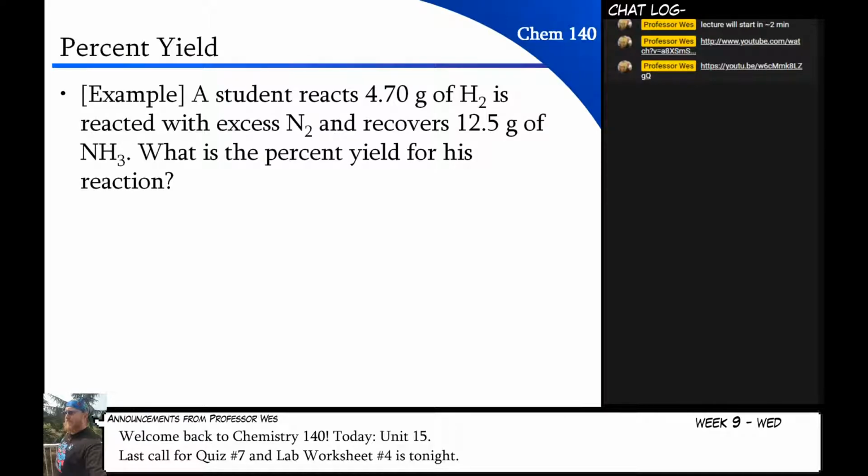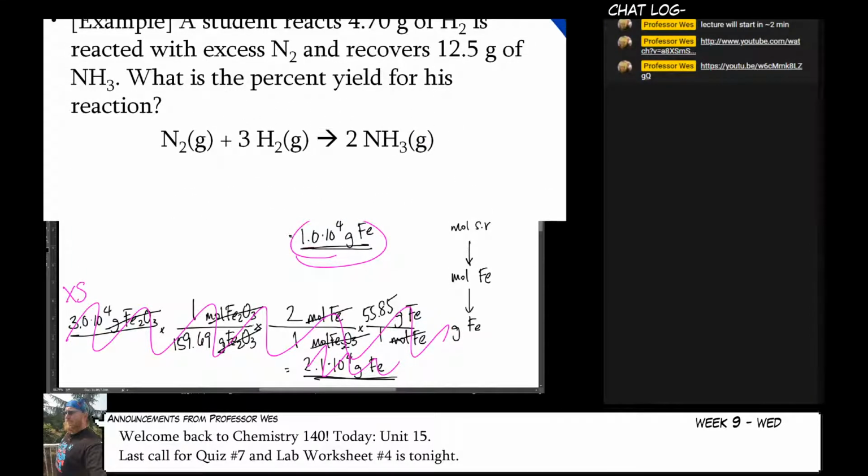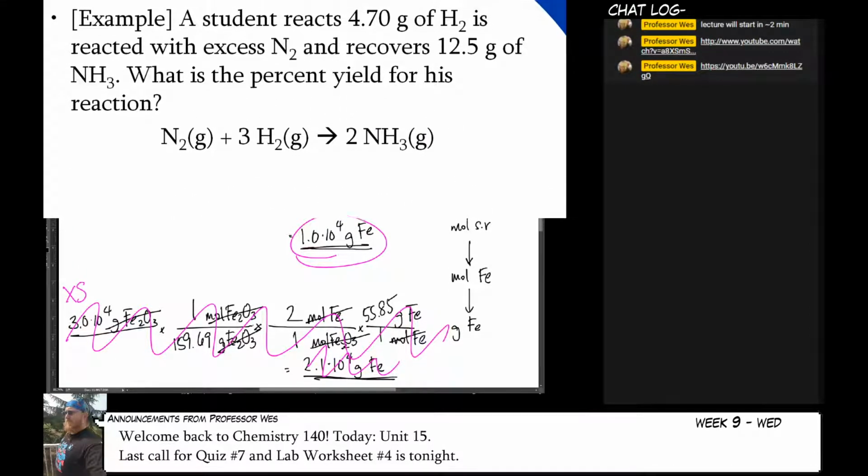A student reacts 4.7 grams of hydrogen with excess nitrogen. So this is not a limiting reactant problem. This is like the old stoichiometry we did at the start of the period. And I got 12.5 grams of ammonia. What is the percent yield for the student's reaction? There's our balanced equation there. So let's figure out theoretically what they should have gotten if the reaction went to 100% completion.